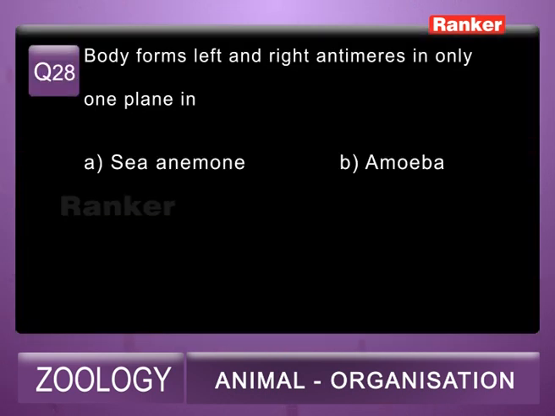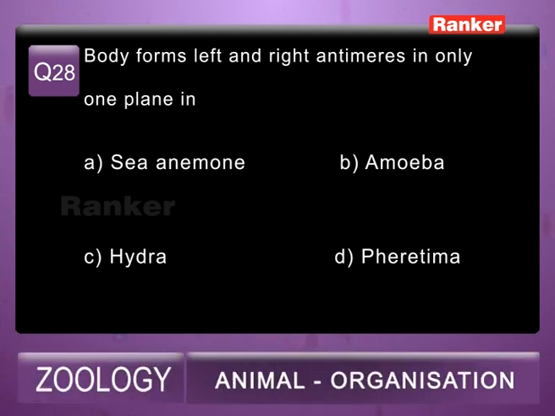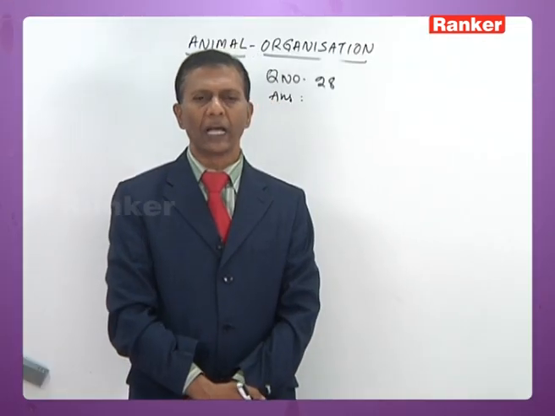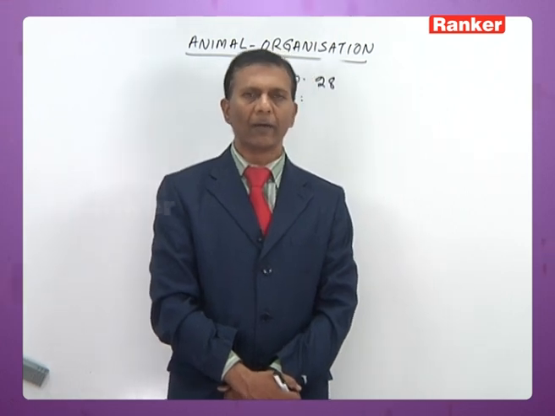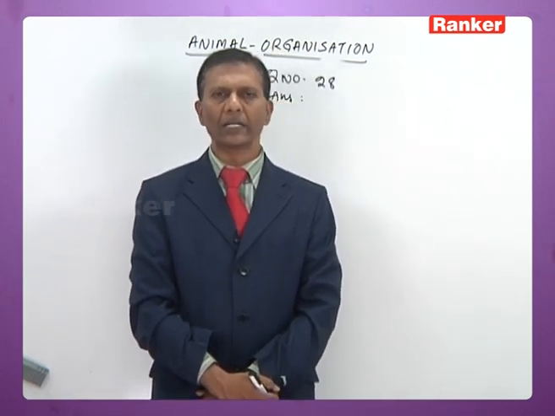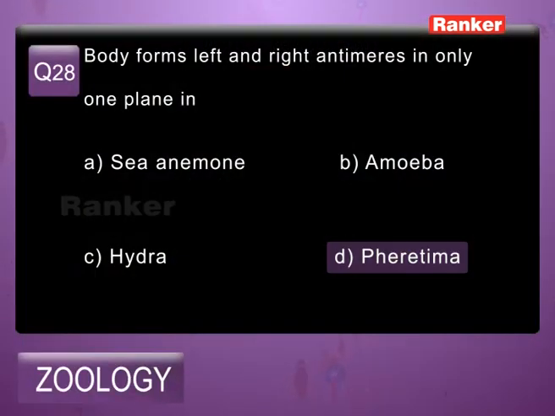28th question. Read out the question. Body forms left and right antimeres in only one plane in A, sea anemones, B, amoeba, C, hydra, D, Periplaneta. Body forms left and right antimeres in only one plane in. When it is cut, you get only two halves, that is right and left halves. So the correct answer is D.